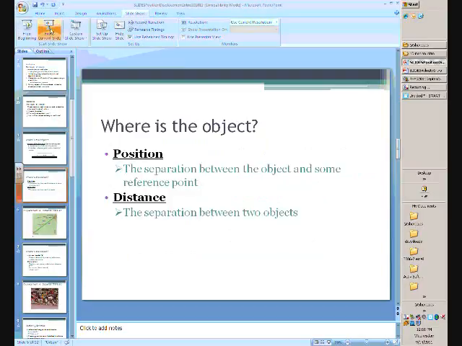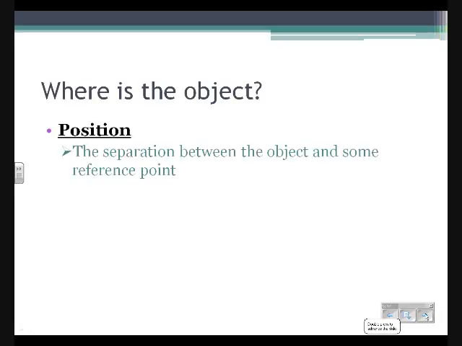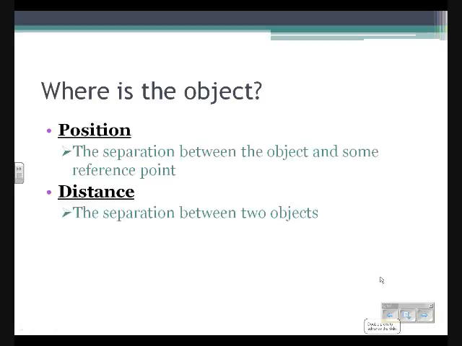Now, within that frame of reference and directional system, we want to answer the question, where is the object? There are two terms that we use to somewhat describe where an object is, and those two terms are position and distance. Distance tells us the separation between two objects. So we can talk about how far away Batman was from Einstein. We would say that Batman is a certain number of meters away from Einstein. But does that really tell you where Batman is?